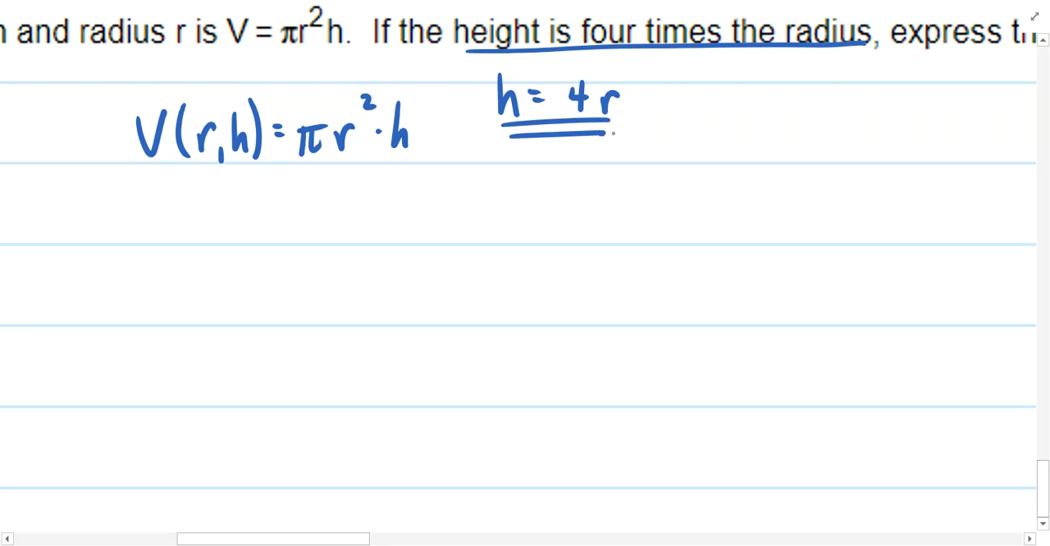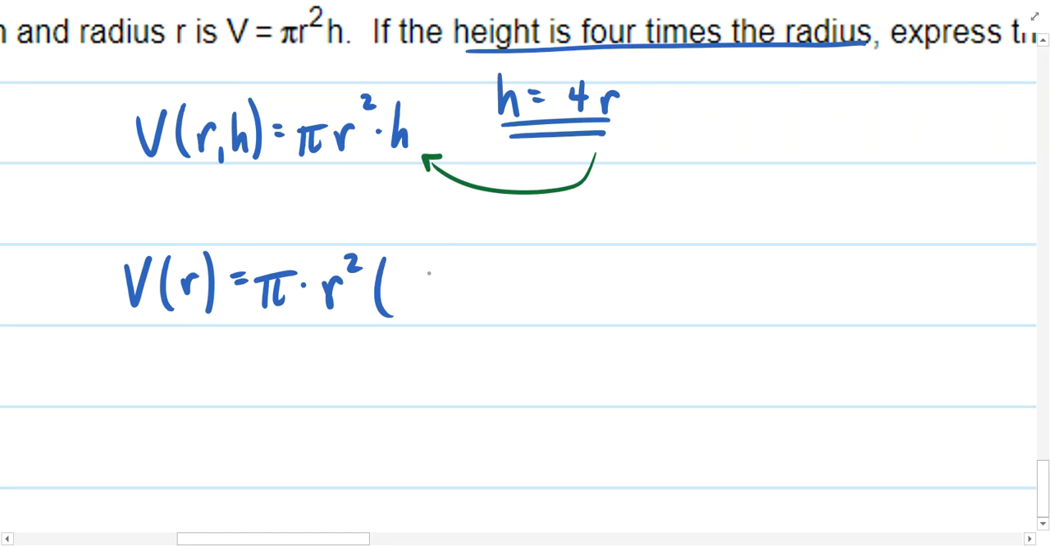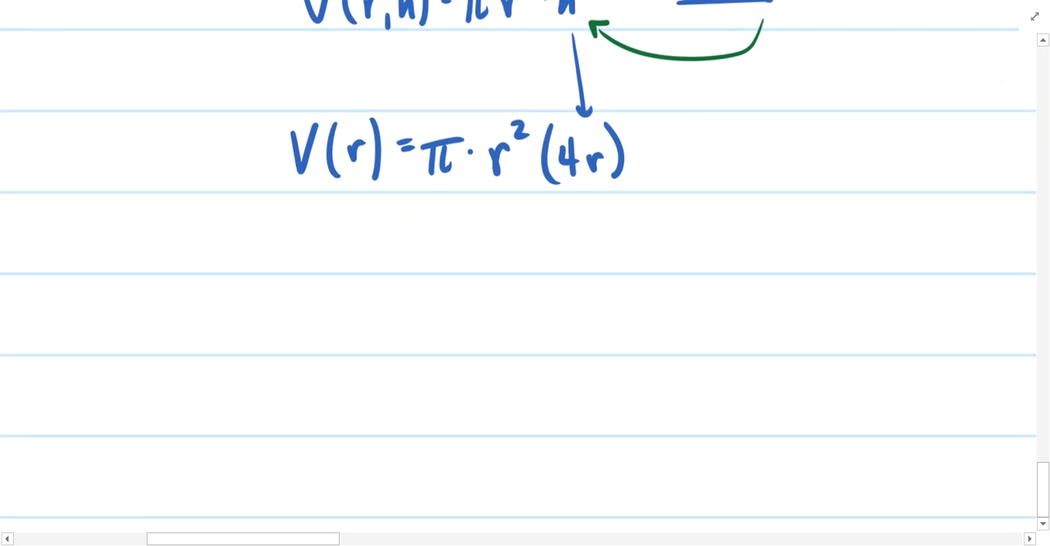We again essentially perform a composite function here. So wherever we see an h, we're going to substitute or compose this volume function with this height function. And now we're dealing with the volume based on r and r only: pi times radius squared times 4r, since the height is essentially 4 times the radius.